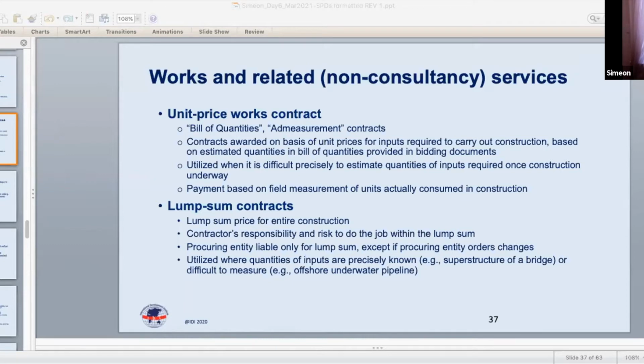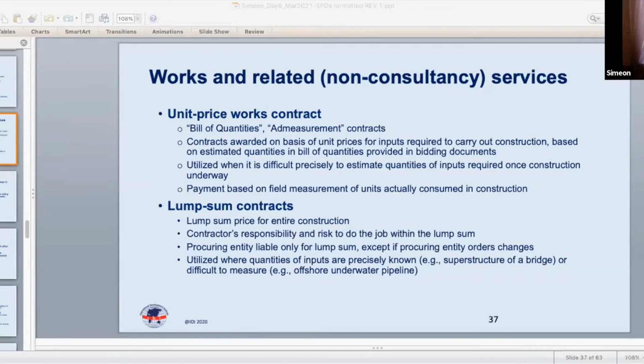Other contract variants: the design and build contract, along with the turnkey contract. We mentioned that in passing yesterday. Then there's the management contract, which is a contract in which the prime contractor essentially subcontracts all of the work, although the prime contractor performs management functions of coordination and monitoring of performance and ensuring compliance with the contract, but the prime contractor remains wholly liable for the performance of the contract.